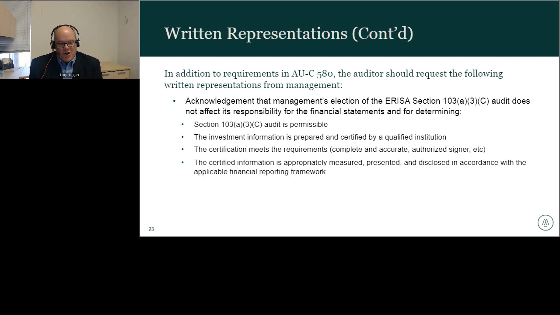Let's go back to our representations. I mentioned earlier, management's going to be responsible to include in the representation letter and sign to that they've determined that the 103 audits are permissible and allowed in this situation, that your certification is a qualified certification, was prepared by an appropriate institution, and that it meets the requirements to be a proper certification. So that is another additional written representation that's going to be provided.